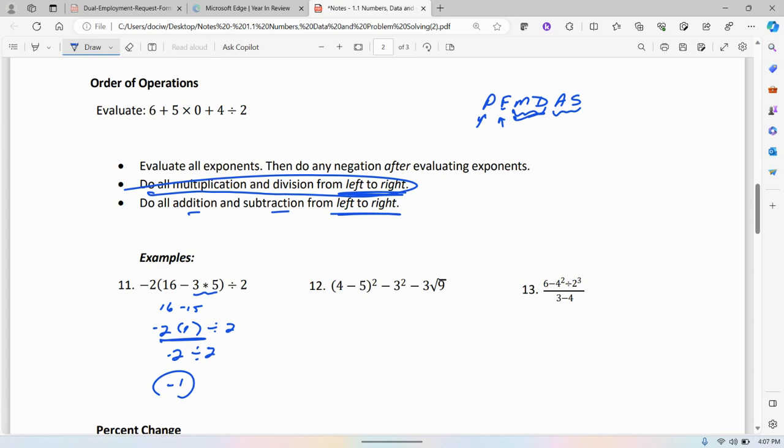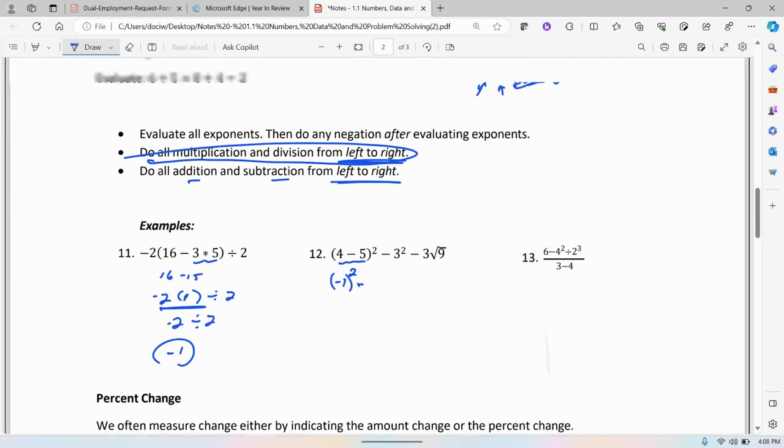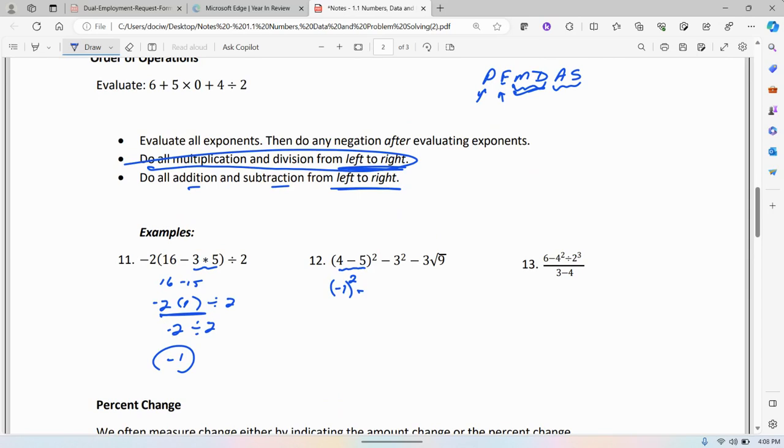Number 12, I'm going to start in the parentheses. 4 minus 5 is negative 1 squared. Now notice that negative 1 is in the parentheses. You want to be very careful that you square the negative 1 and not just the 1. Here, 3 squared. I have minus 3 squared. That's in a parentheses. That's a pretty ugly parentheses.